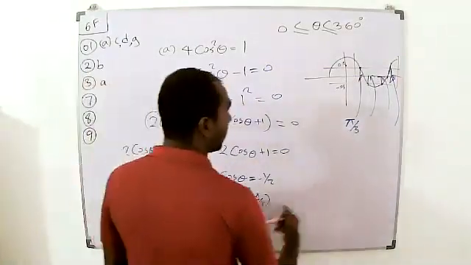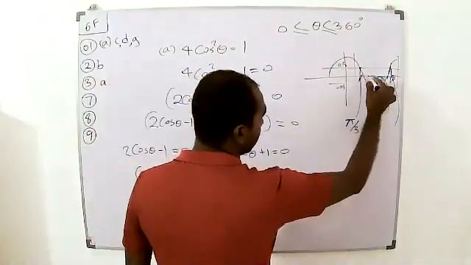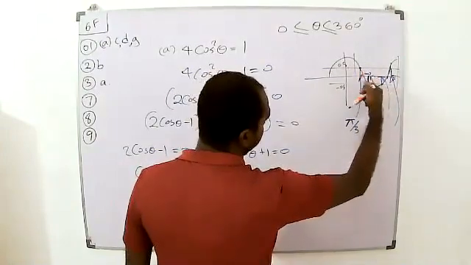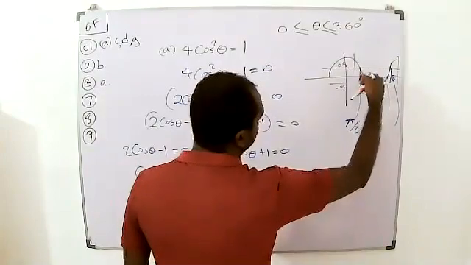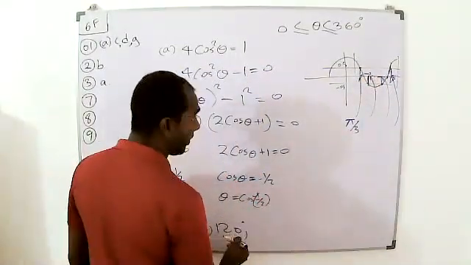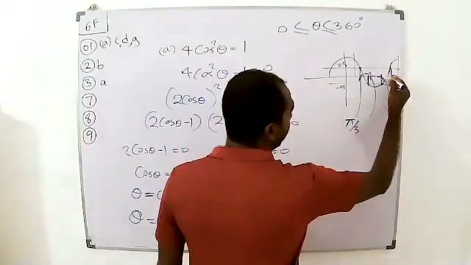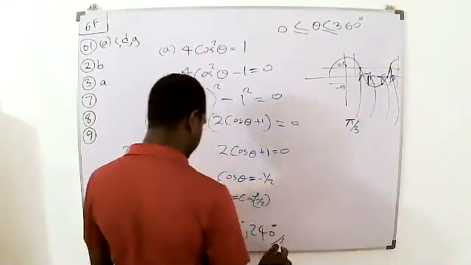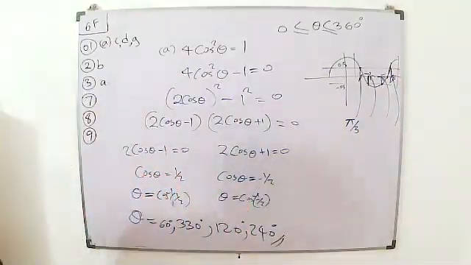And what else are we getting in this minus half? From the symmetry, we can see this should also be 30 degrees apart from here. So 90 plus 120 degrees, the other one. And here it's going to be 240 degrees. These are the answers.